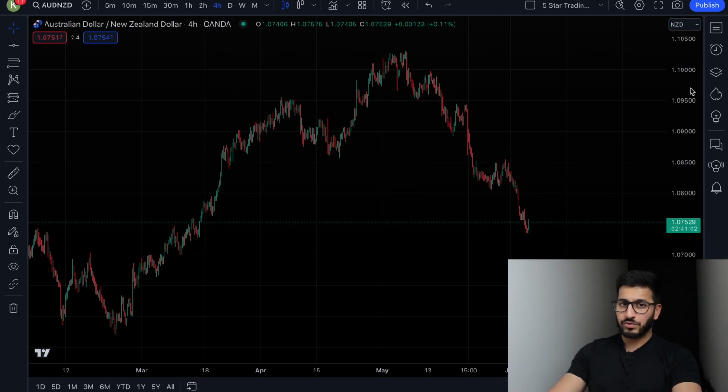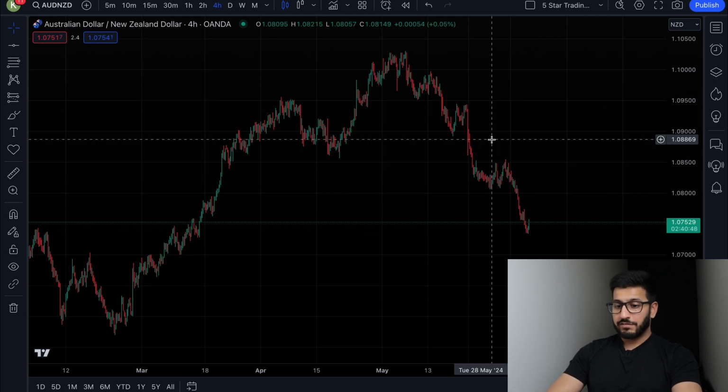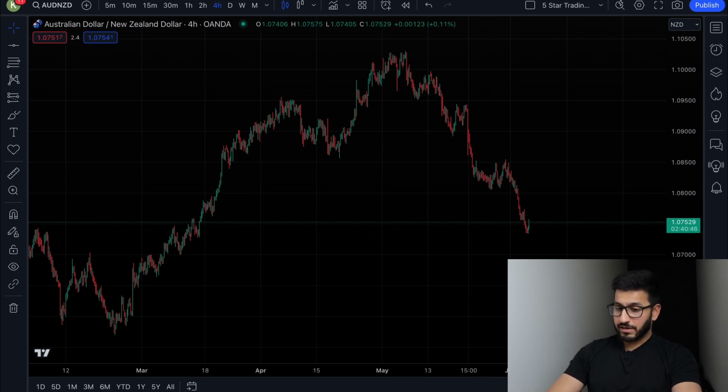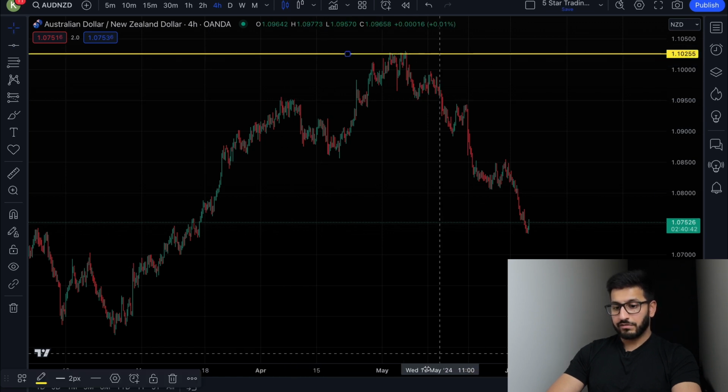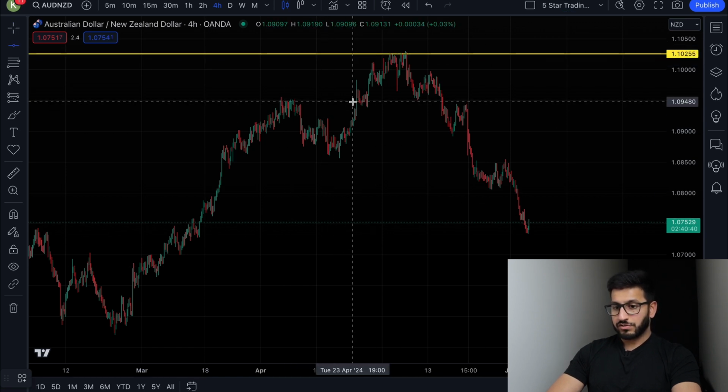The first thing I want you to do is go on either the 4-hour or daily chart, because those are the bigger time frames where you actually know what the price is doing. This is Australian New Zealand dollar. I live in Australia, so I like to trade everything that involves the Australian dollar, right? So I'm just going to mark all these levels with this horizontal line.